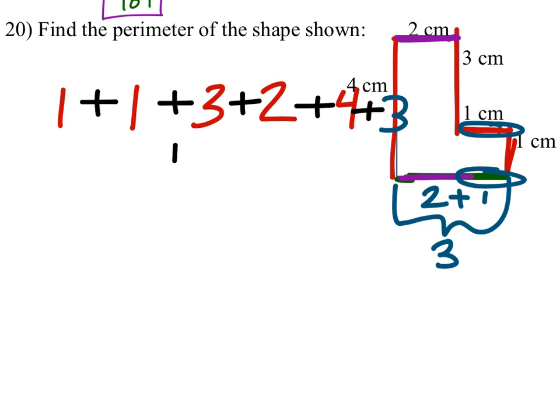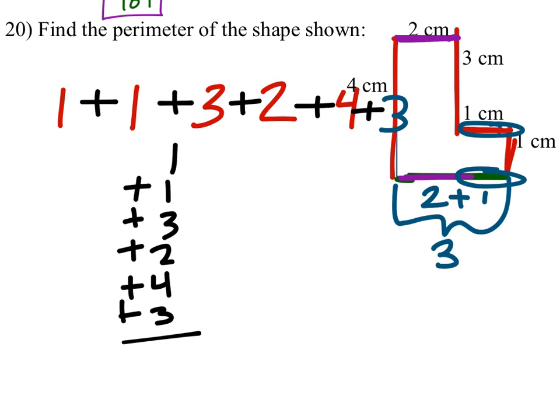Now I can do this vertically, 1 plus 1 plus 3 plus 2 plus 4 plus 3. It's not going to matter how you do it. Or you can use fingers on this one, which I like. 1 and 1 is 2 plus 3, 2, 3, 4, 5 plus 2, 6, 7 plus 4, 8, 9, 10, 11 plus 3, 12, 13, 14. Bam. 14. So the total perimeter on this shape, all the way around it, would be 14 centimeters.